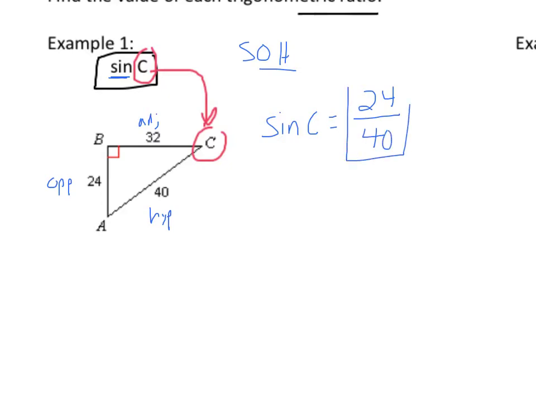Now this is the trigonometric ratio, but as always we should reduce if possible. And that reduces down to 3/5. So the sine of C, in other words the ratio, the trigonometric ratio or fraction, is 3/5.